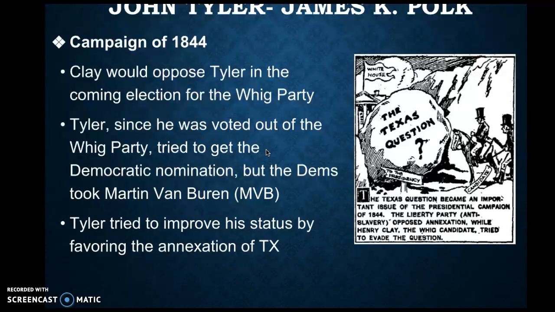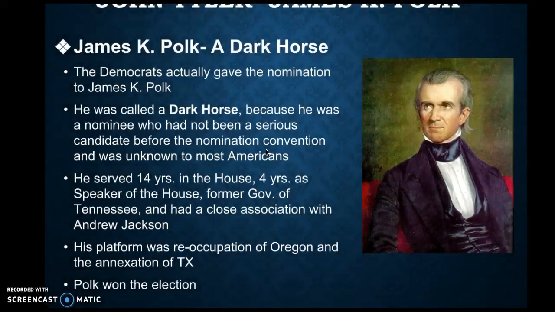Campaign of 1844. Clay is going to run against Tyler. Tyler tries to improve his status by favoring the annexation of Texas. So this is where Texas comes in. Texas becomes the hot topic for the elections at this point. Okay, James K. Polk, he's going to be known as the dark horse. He actually wins the Democratic nomination to run for president. He's called a dark horse, and this term is still used in politics today because he wasn't taken as a serious candidate and then somehow becomes president.